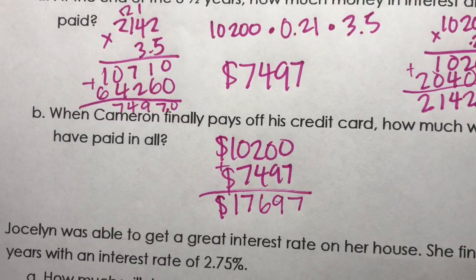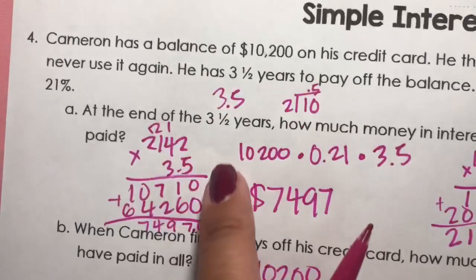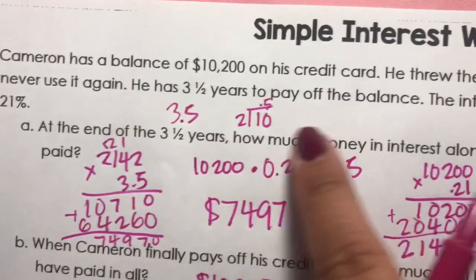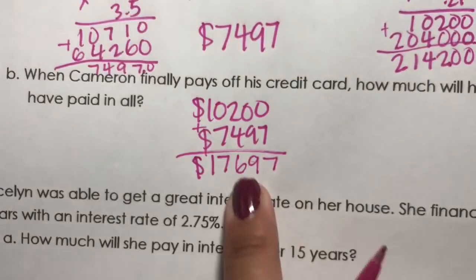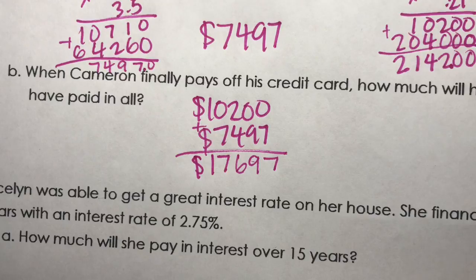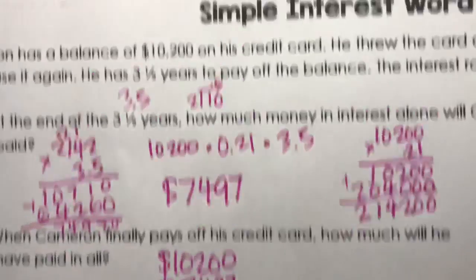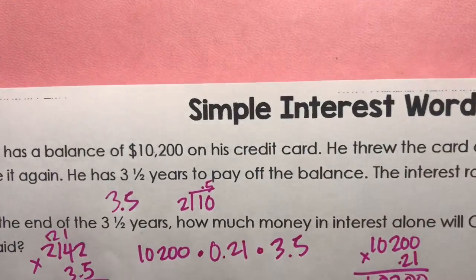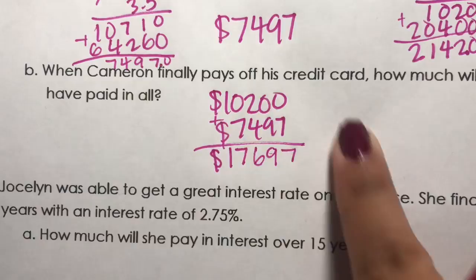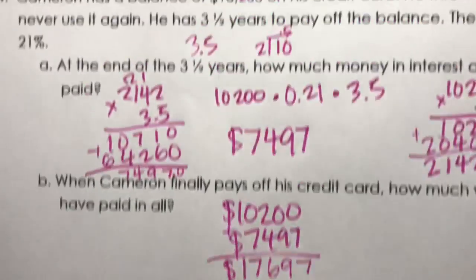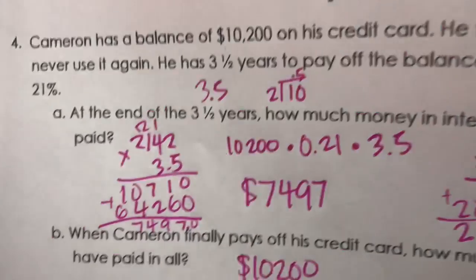So life lesson for Cameron: if he had just paid off his credit card in time every single month at the bill payment, he wouldn't have to pay off that 21% interest over 3.5 years. Because look, he's having to pay $17,697. That's a lot of money for a credit card, okay? And that's why we need to know our simple interest, so that you know how much you're going to be paying if you don't pay off your credit card on time, okay?